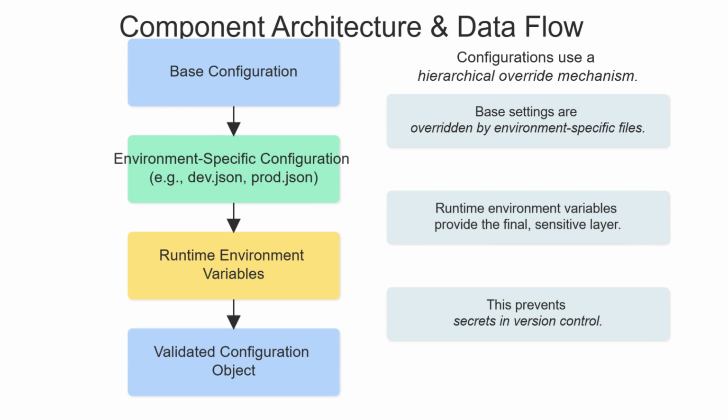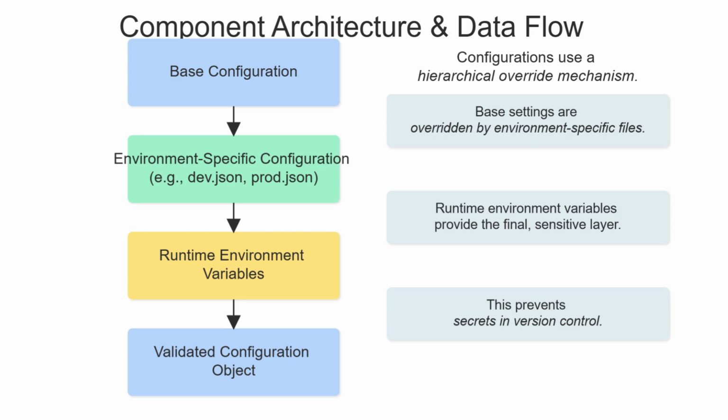So, how do we build a system that handles these dynamic configurations gracefully? The answer lies in a hierarchical override mechanism. First, our configuration system starts with a set of base configurations, acting as sensible defaults for everything. Then, environment-specific files like production.json or development.json come into play. These files override only the necessary values from the base configuration.